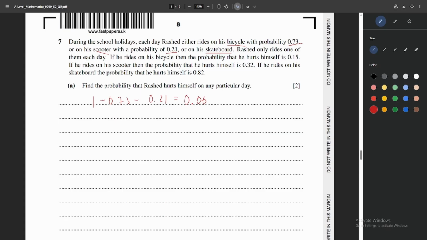If he rides on his bicycle, the probability that he hurts himself is 0.15, for a scooter it is 0.32, and for a skateboard it is 0.82. Find the probability that Rashid hurts himself on any particular day. This is very straightforward. I take the probability of him riding the bicycle, multiply that by him getting hurt while riding the bicycle, so 0.15, plus the probability of riding a scooter, 0.21, times 0.32, plus for the skateboard 0.06 times 0.82, and this gives us 0.2259. Pretty straightforward.